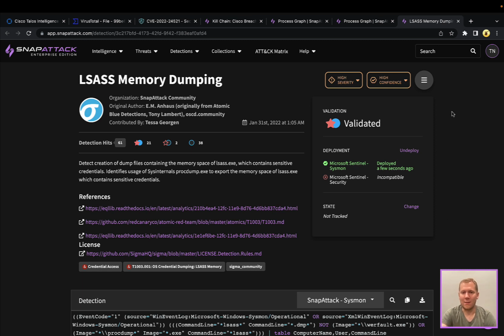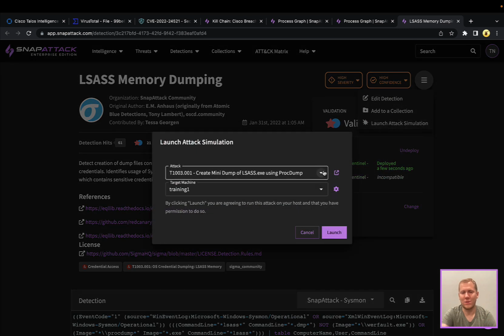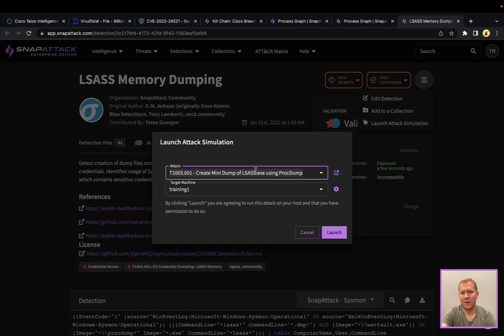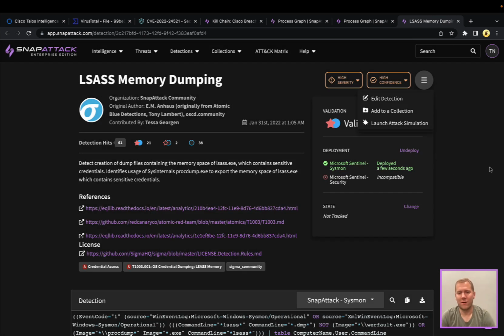And then again, icing on the cake for some of these, if it is a detection that we have a simulation for, you can come over here, you can launch the attack simulation. And you can see for this one, we've got three different Atomic Red Team modules that can launch and run this attack. So I could go ahead, I could say, run this attack on this machine, and I could validate that detection that I just deployed. So really powerful stuff that'll help you go through and improve your security posture. And again, it'll help you really answer those questions of, hey, would I actually be prepared for a breach like this Cisco one? And again, with SnapAttack, hopefully that answer is yes.